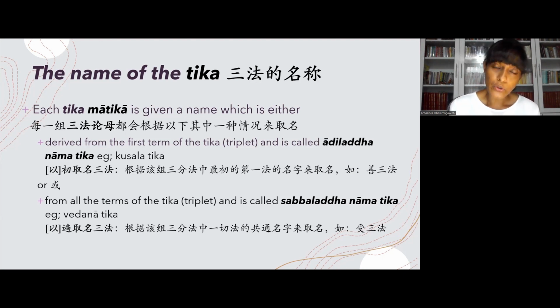Now, if you look at the 3 terms of the Vedana Tika, the first is Sukhaya Vedanaya Sampayutta Dhamma. The second term is Dukkhaya Vedanaya Sampayutta Dhamma. And the third term, Adukkhamasukhaya Vedanaya Sampayutta Dhamma. Now, in all of these 3 terms, you heard the word Vedanaya, and that is where the name Vedana has come from. Therefore, the Vedana Tika gets its name from all of the terms of that triplet, and it's called a Sabbaladda Nama Tika.